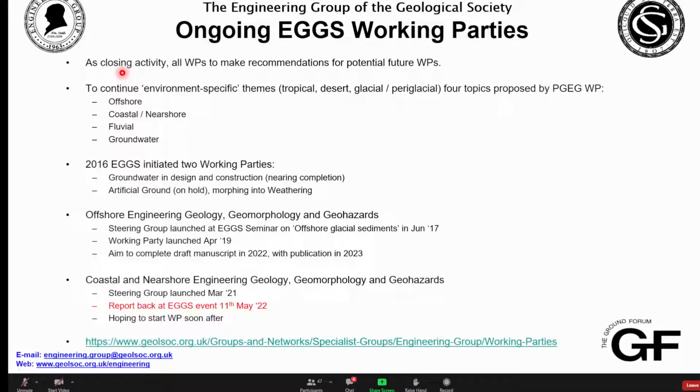And then a second one that the engineering group felt strongly around was around artificial ground or made ground. That ran for a few years. It's essentially put on hold, and it seems to be morphing its way more from artificial ground into a weathering, but that's in its very early stages at the moment.